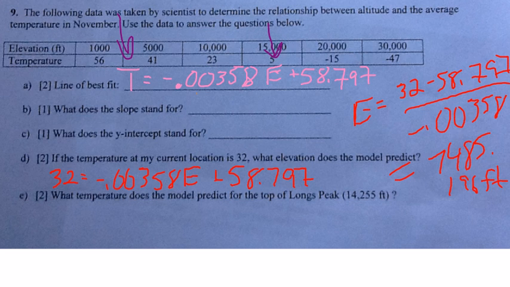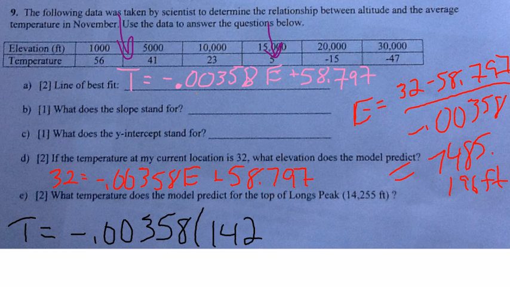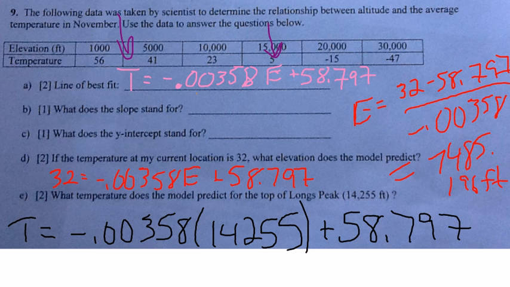Alright, so my T is equal to negative 0.00358 times 14255 plus 58.797. Plug it in, multiply, do the calculator work. I get 7.764 degrees. Once again, I want to ask myself, does this make sense based on the model?